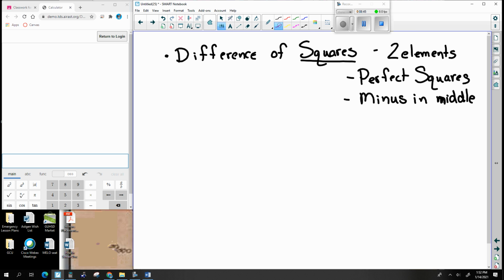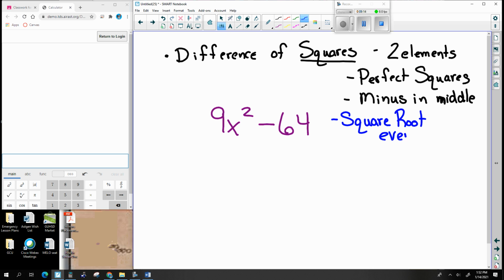Okay, so an example is 9x squared minus 64. What you do to accomplish the difference of squares, if you do have all perfect squares with a minus in the middle, is this. You square root everything.